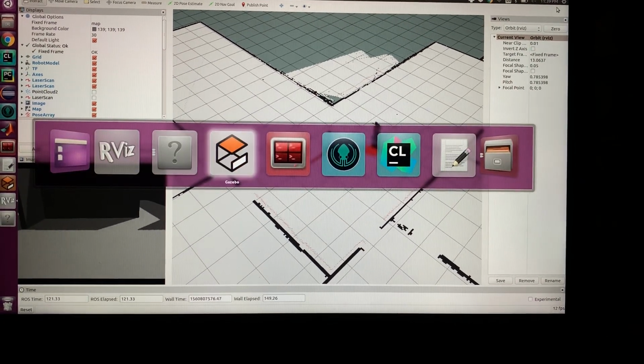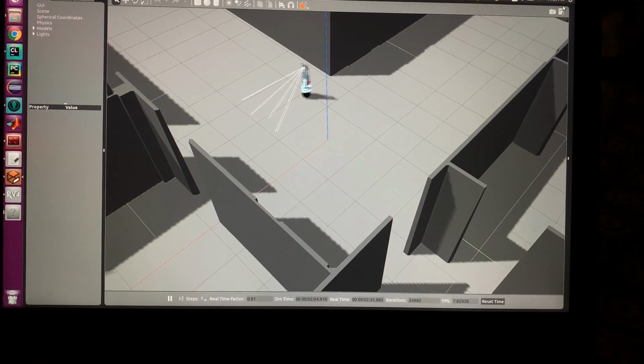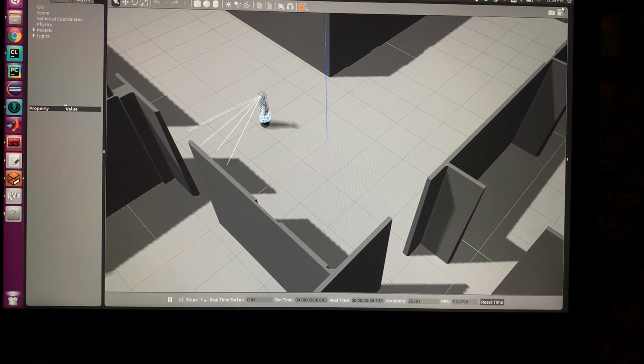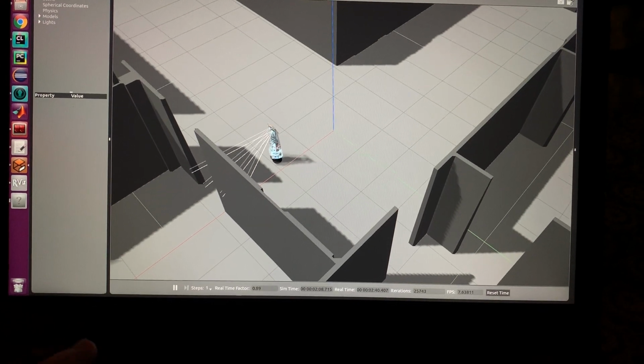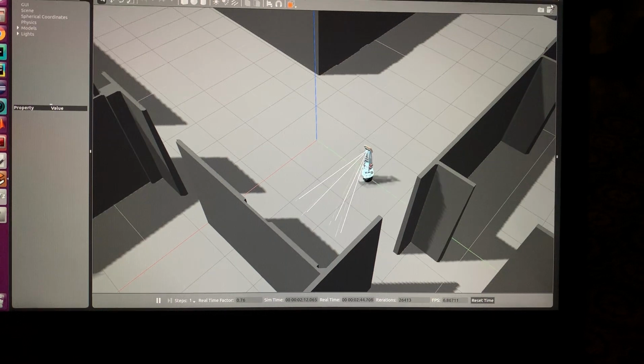But overall, the simulation is working and the ball-bot is capable of moving around. It's also changing its inclination angle accordingly, and this is also visualized both in Gazebo and RViz.